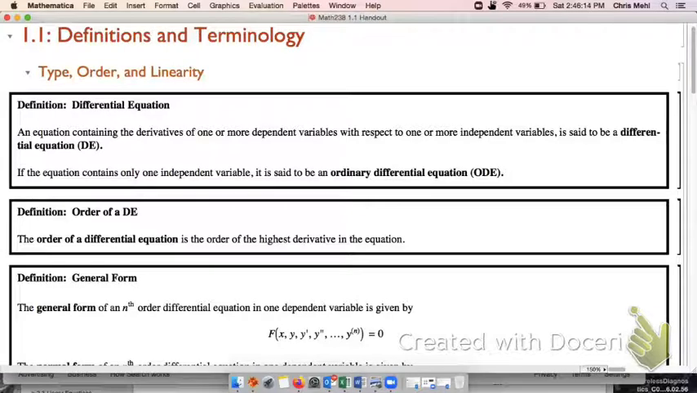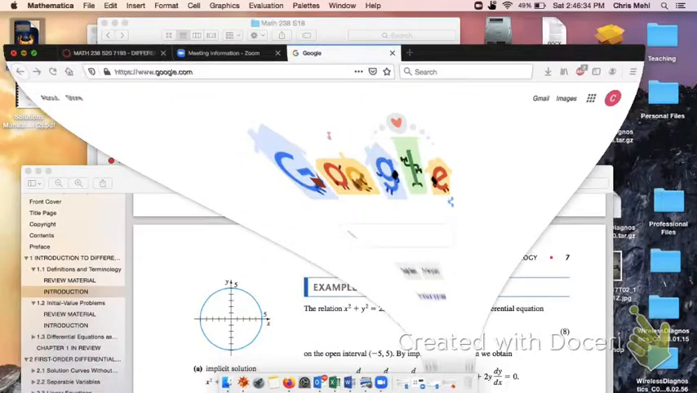Again, the way I'm going to run these videos is I will be going through some sort of handout, which is just an outline for me that contains definitions, theorems if they're needed, as well as examples to go through of particular types.